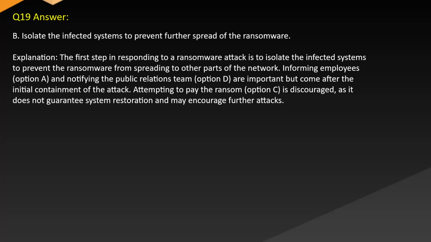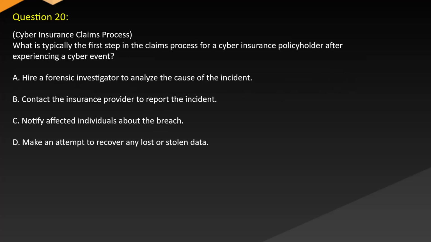Informing employees, option A, and notifying the public relations team, option D, are important but come after the initial containment of the attack. Attempting to pay the ransom, option C, is discouraged as it does not guarantee system restoration and may encourage further attacks.